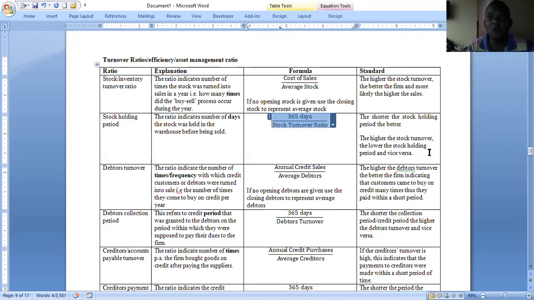The shorter the stock holding period, the more efficient the business is in utilization of its inventory. So the shorter the stock holding period, the more efficient the business is.